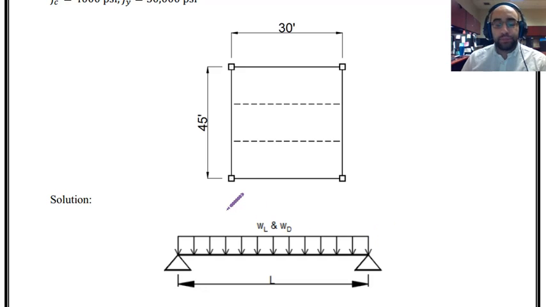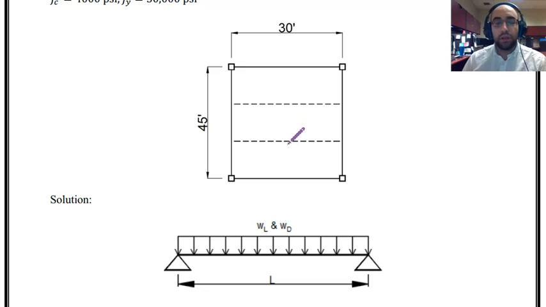Usually in the problems that I give you as the exam or homework problem, I will mention, for example, you can consider it as a simply supported beam, or you can consider it as a continuous system. Considering this as a simply supported beam is more conservative in terms of designing the positive reinforcement over here, because this way the bending moment at the middle is greater than the situation of having a continuous system.